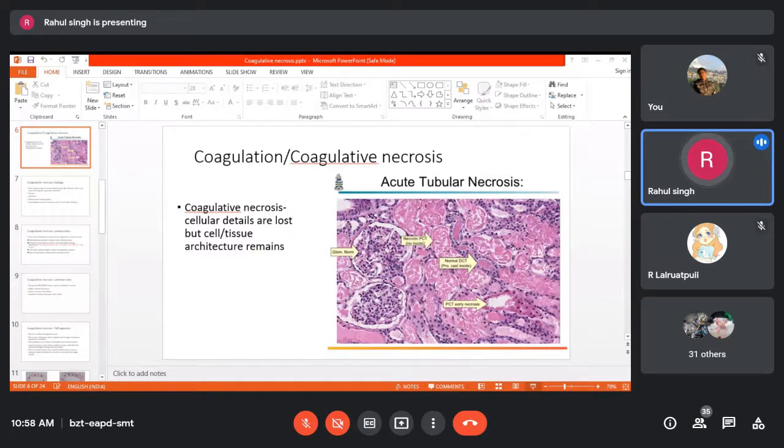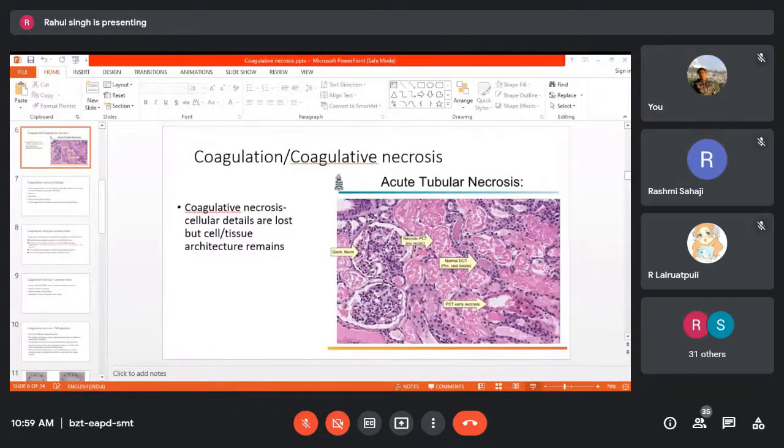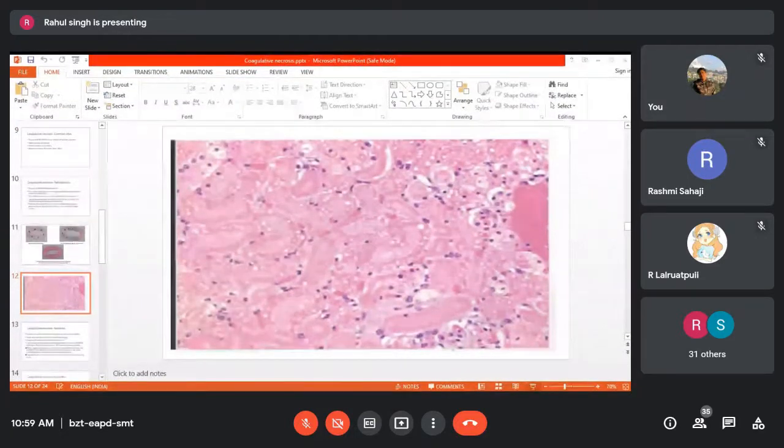Can you see this slide? Yes, sir. Another slide, next slide you can see. Yes? No, sir. Now can you see it? Yes, sir, it's visible now.